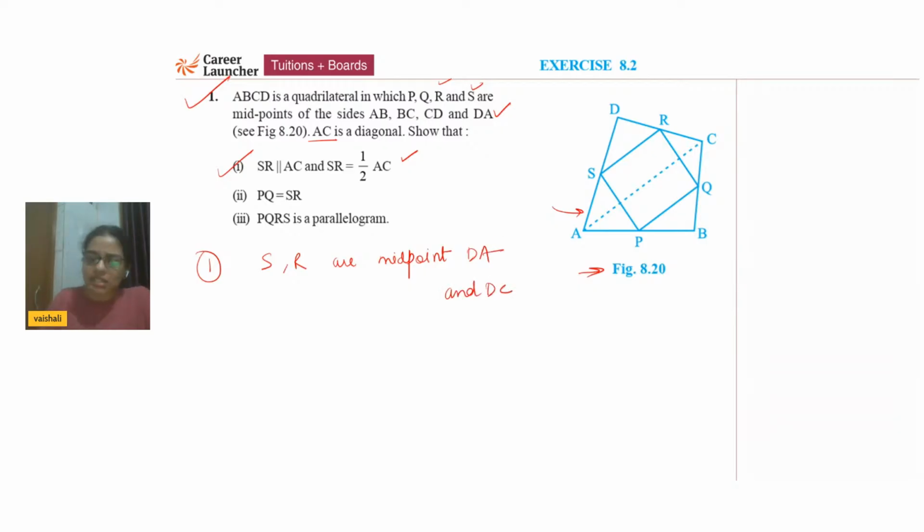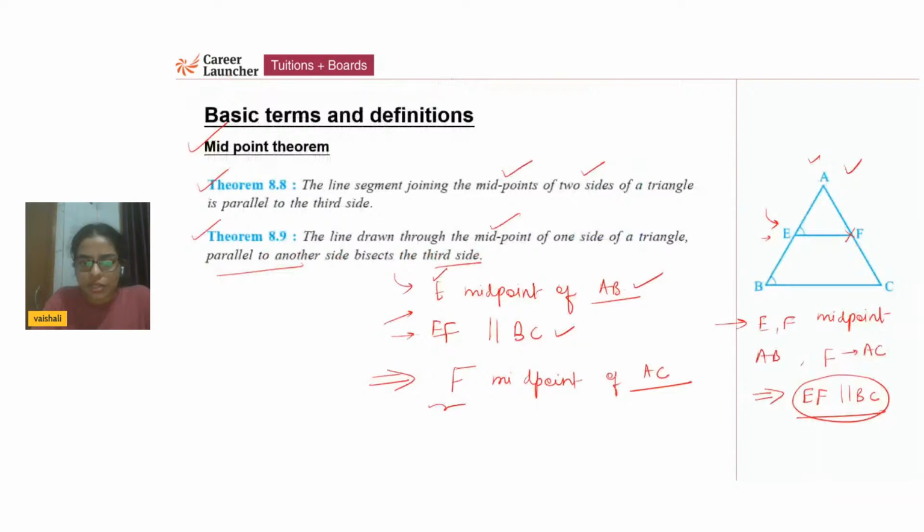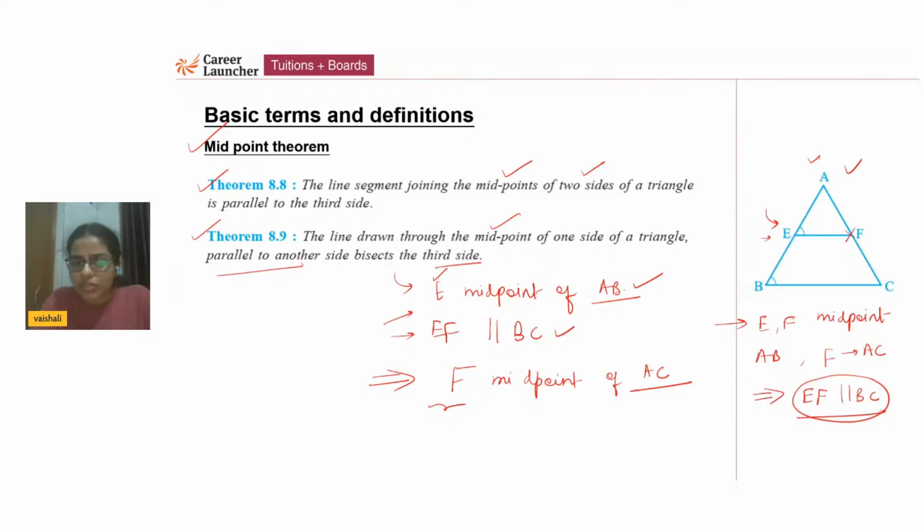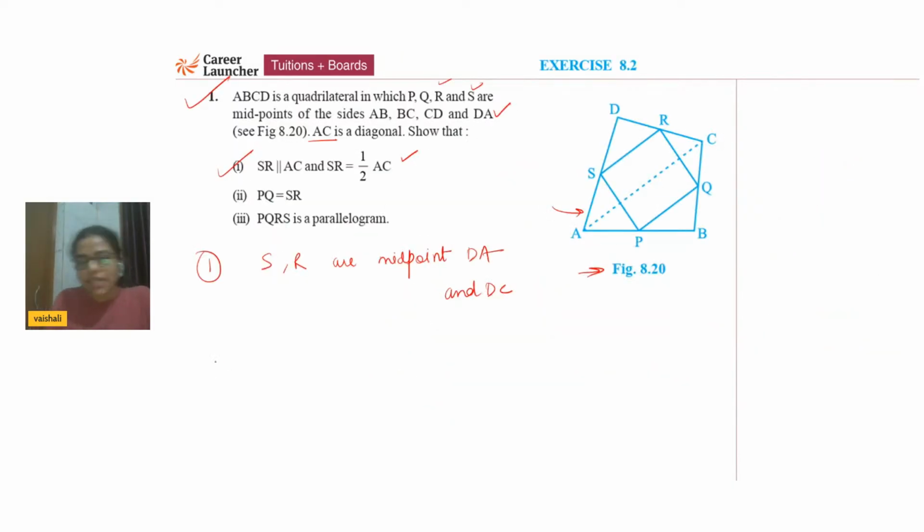So can I say, or basically I'll just come back to this point, that when I know that both of these are the midpoints, I can say that the two lines are parallel to each other. So it means this simply implies from the theorem that my SR will be parallel to AC. So this is the first thing that I can derive from this simple conclusion कि S and R are midpoints of the lines. Okay?